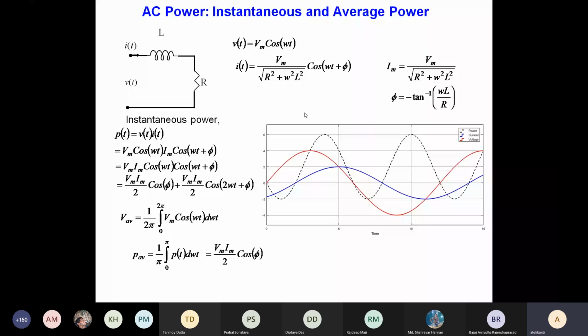So in general, for the power over any two different time intervals, if you are asked to find the average power, it is 1 by T2 minus T1, integration T1 to T2, Pt dt.